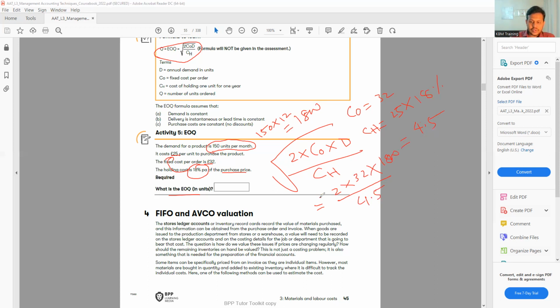And after that, we do the root over. Can anyone find the figure, how much is it? So you do 2 times 32 times 1800 divided by 4.5, then do the root over. Make sure you have a root on your calculator. Otherwise, it's going to be difficult for you to calculate that. How much is it? 160. Very well done. So I need to order 160 units. Based on the situation, I have to order 160. This is the best combination for me to make the order.